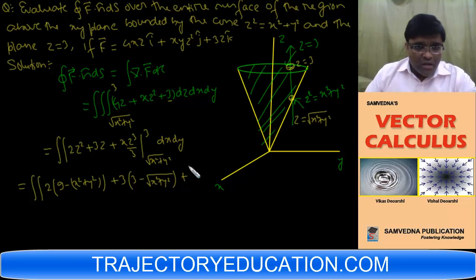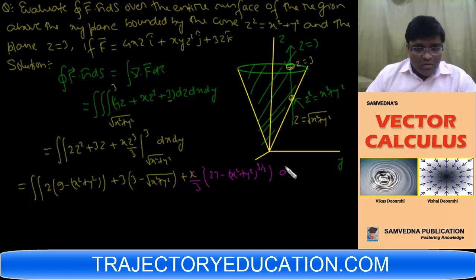plus this will be x upon 3, this is 27 minus x square plus y square to the power 3 by 2, dx dy.